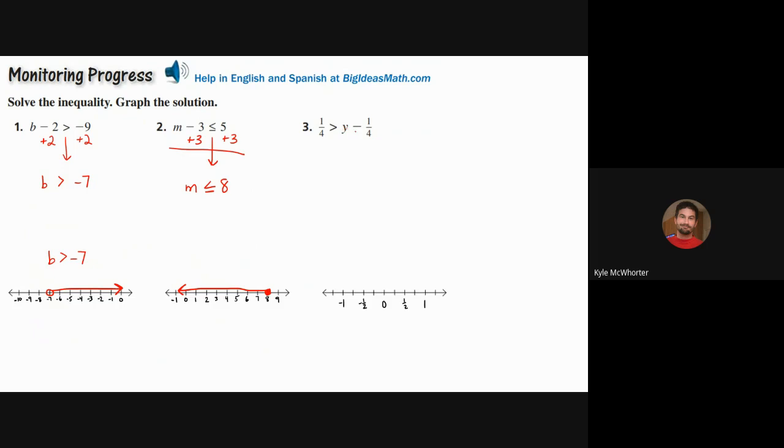Then for this last one, we have y minus 1/4. So we're going to add 1/4 to each side of the inequality. So then 1/4 plus 1/4 is 2/4, which reduces to 1/2. So we get 1/2 is greater than y. You flip that around, it's y is less than 1/2. So we would make an open circle at 1/2, and then our line will be going to the left because that's where the y values are less than 1/2.